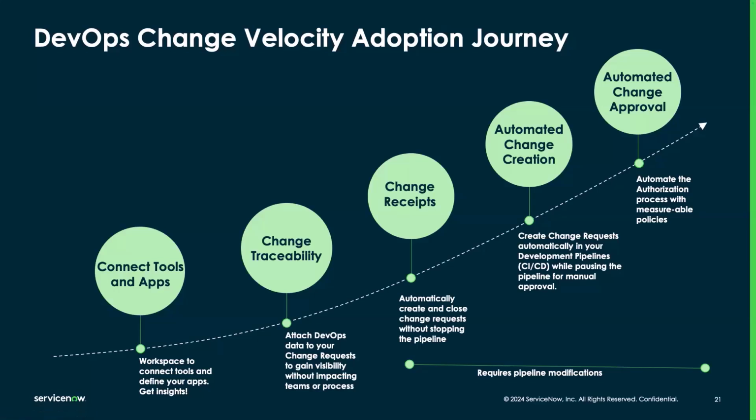That will get the data feeding those insights dashboards. From there, you can move on to change traceability. This is just the ability to create change records with the DevOps data you brought into the platform. This could be done at scale as long as you have access to the tools and you can get the data into the platform. Even the creation of changes in an automated way could, for the most part, be done at scale very quickly.